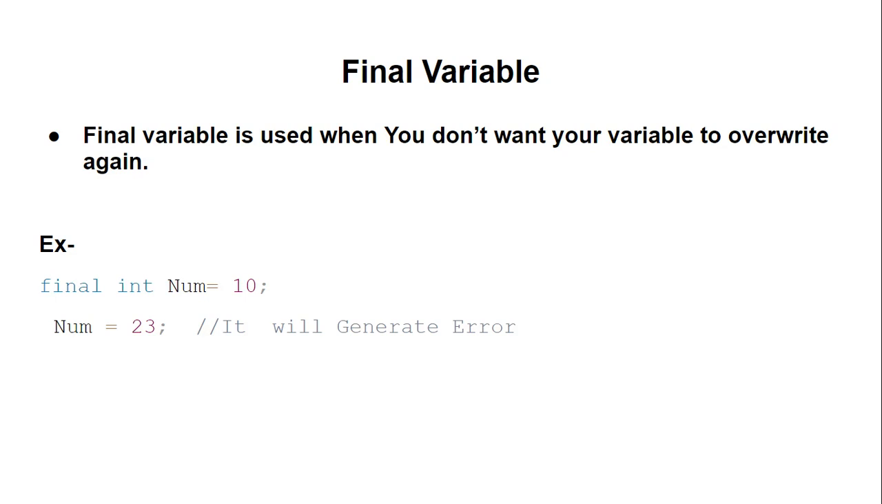Now if we write again num is equal to 23, it will throw an error when you run this Java program. But if we don't write final before int, then we can run this program, and the same program will run with no error. That's the beauty of a final variable. If you want to declare a variable that is a constant, like pi, which has a constant value, then we can use the final keyword for that type of data.